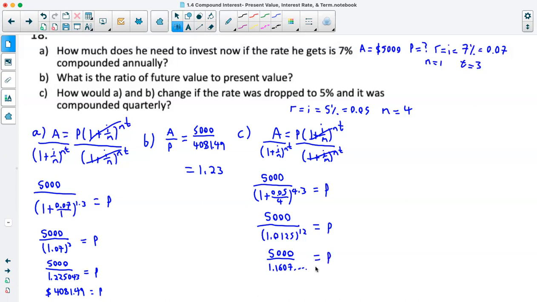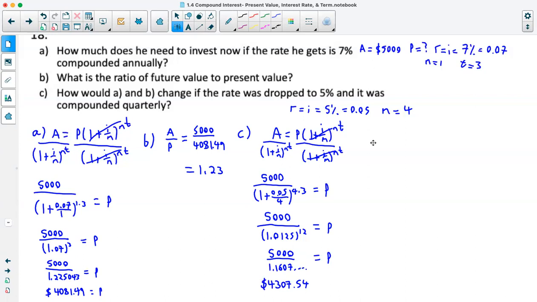So I'll keep on my calculator. So I'll go 5,000 divided by it. Now we got 4,307.54. So obviously it looks like if we do the second option, or the interest rate drops to 5%, he would have to invest more money to end up with $5,000 in 3 years.